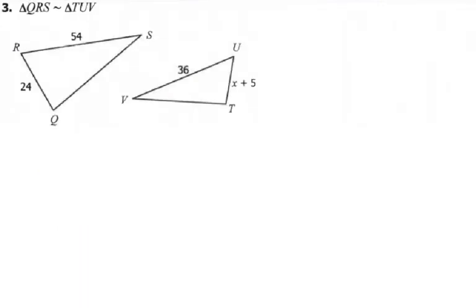All right, on the next example, we're going to highlight our corresponding parts. 54 represents RS, and RS corresponds to UV in our similarity statement. So I'll highlight that in purple. And then let's look at 24. That represents RQ, so we'll highlight that, corresponding with TU.